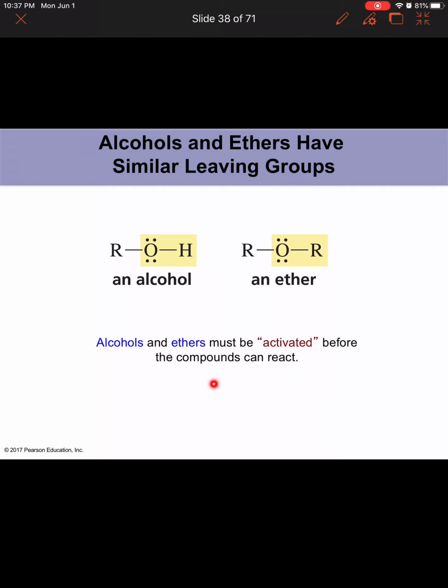Remember how we activated the alcohol? We make it a good leaving group, either by making a water molecule or by making a tosylate. Remember, we had to activate it. So similarly, ether also needs to be activated.